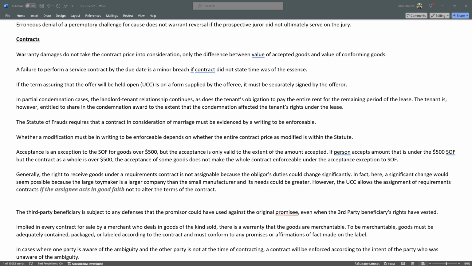However, the UCC allows the assignment of requirements contracts if the assignee acts in good faith not to alter the terms of the contract. The third-party beneficiary is subject to any defenses that the promisor could have used against the original promisee, even when the third-party beneficiary's rights have vested.